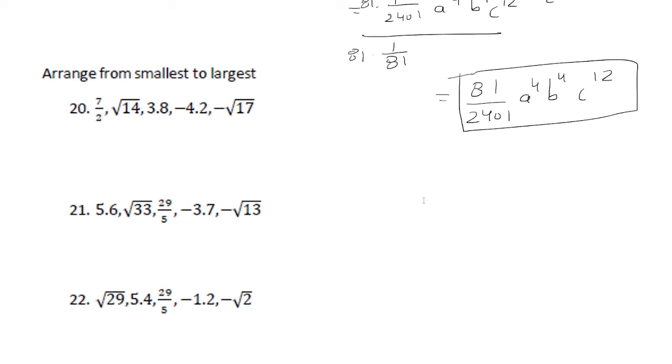Now we want to arrange from smallest to largest. So it's good to write these in terms of decimals. So 7 halves is 3.5. Square root of 14 is approximately, well, for this one we're going to use this trick. So square root of a is equal to a plus b over 2 square root of b, where b is the nearest square.